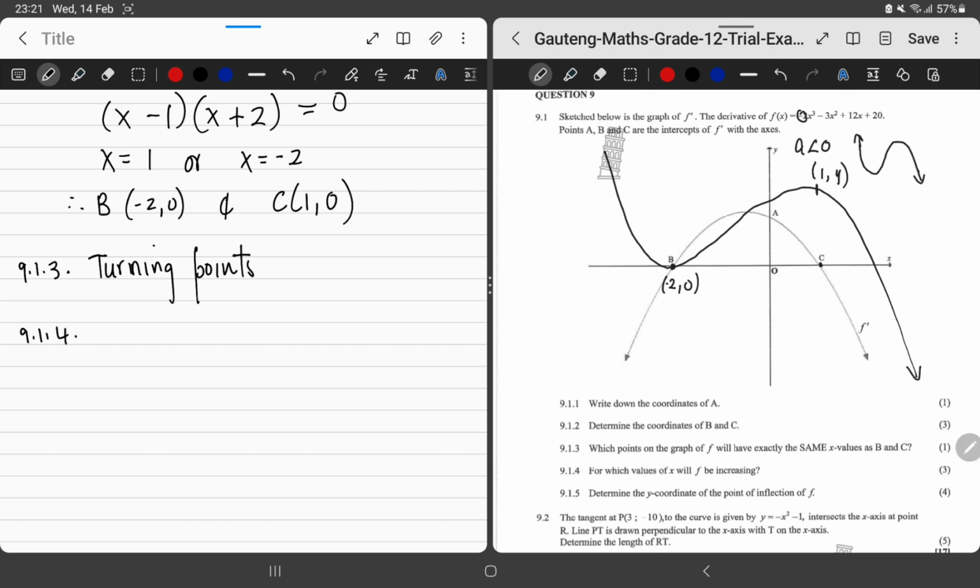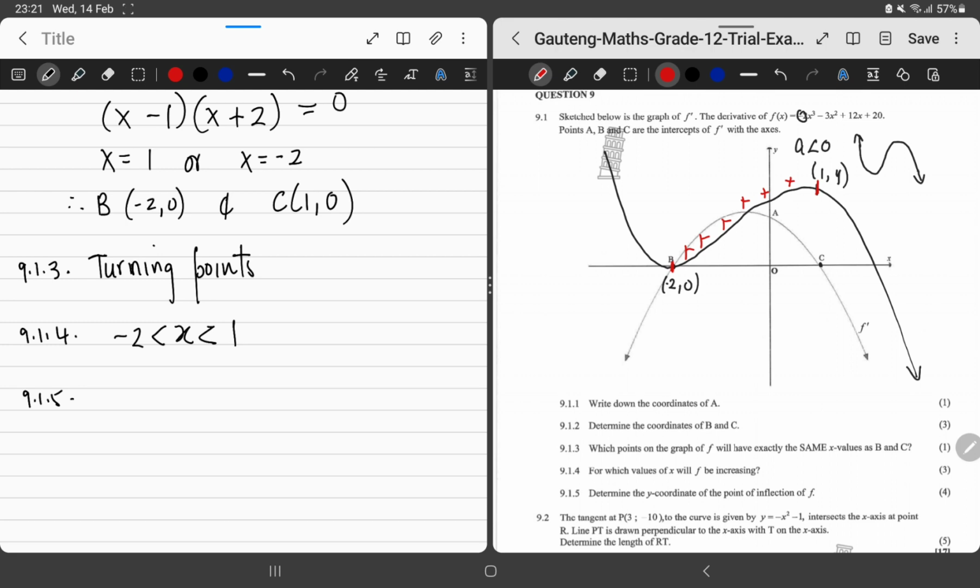9.1.4. For which values of x will f be increasing? So they want where the gradient of f is positive. So from that point to the turning point, we can see that the gradient is positive. So x should lie between -2 and 1.